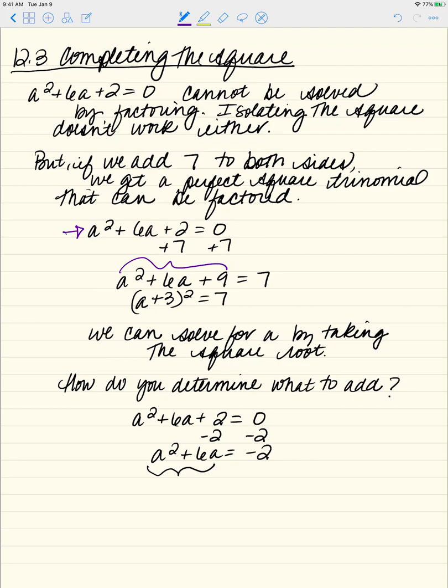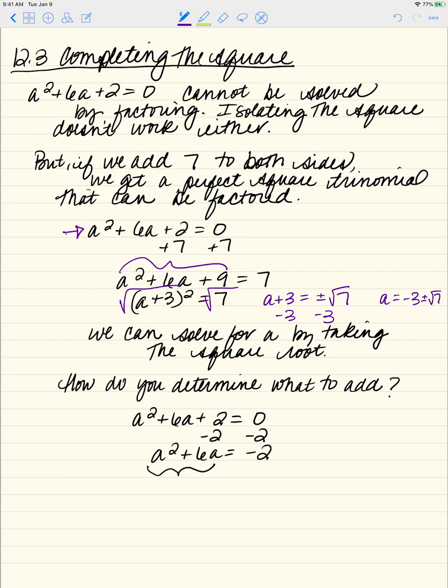We could solve this by taking the square root of both sides. We would end up with a plus 3 is equal to plus or minus the square root of 7. And then we would subtract 3 from both sides, and we would end up with a solution of a is equal to negative 3 plus or minus square root of 7. So we could solve it that way, okay? So that is what we're going to be doing.